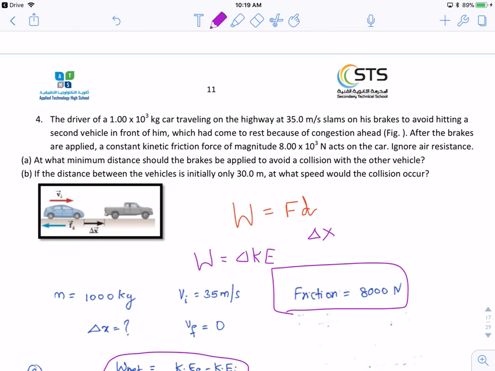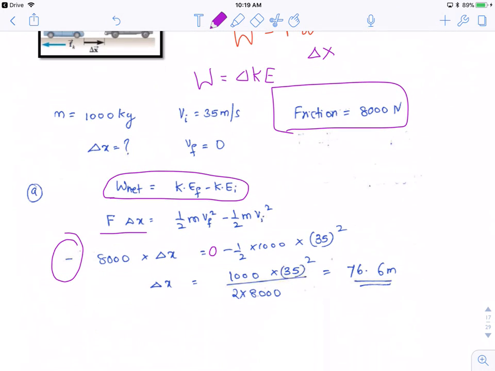If he is stopping, the final velocity we took as 0, his initial velocity was 35, we completed, and we got the distance at which he should start applying the brakes. You understand what I am saying? When you see a vehicle coming from the front, at some distance away from the vehicle, you must start applying the brakes so that your car can stop before collision. Are you clear with this? Okay, that we completed. First part.